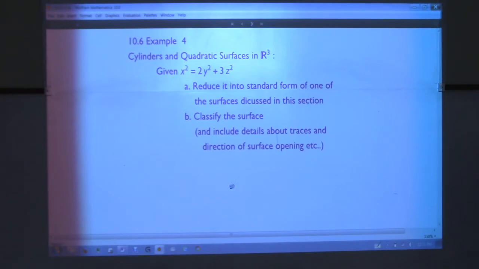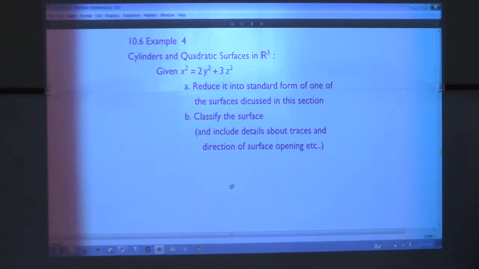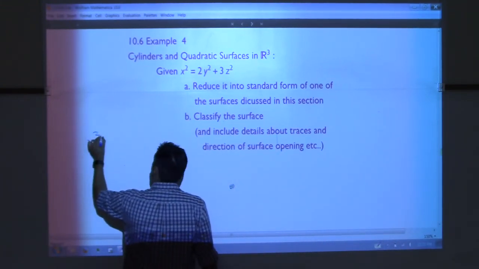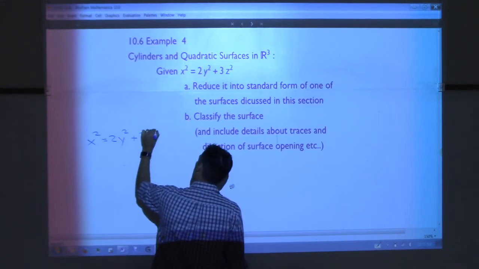All right. We have 7 minutes. Let's see if we can do this one. Given x squared equals 2y squared plus 3z squared, reduce it into its standard form and classify the surface. All right, so x squared equals 2y squared plus 3z squared.